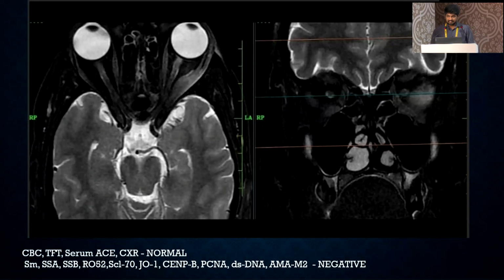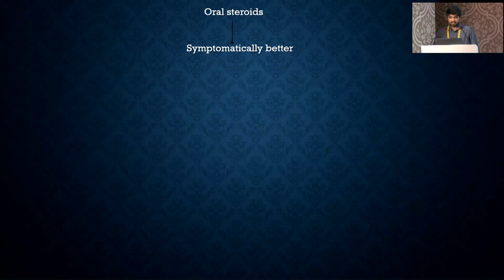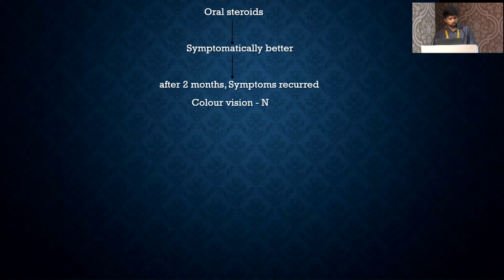All the blood tests that we did, the chest X-ray, first line, second line for the autoimmune diseases also were negative. So we didn't find anything positive in that. So let's come to the course. Oral steroids were started, 1 mg per kg, and the patient was symptomatically better. She was sent home. After 2 months, the patient's symptoms recurred.